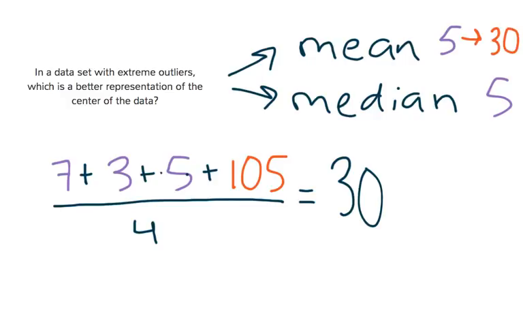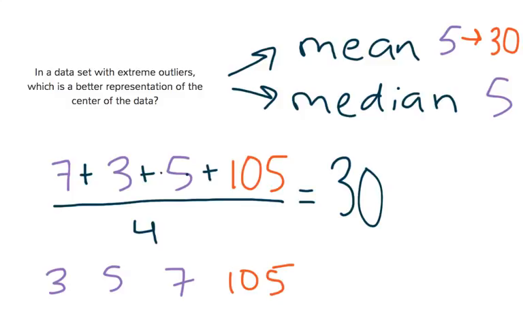Now let's check what happened to the median. So let's take our numbers and line them up, 3, 5, 7, 105. Let's make sure we know that 105 is our outlier here. Let's see how this 105 affected our original data set. For the median, we're taking the number in the middle, so it's going to be right in between 5 and 7, and the number that would be there is 6. So when we have this outlier here, it changes the median from 5 to 6.